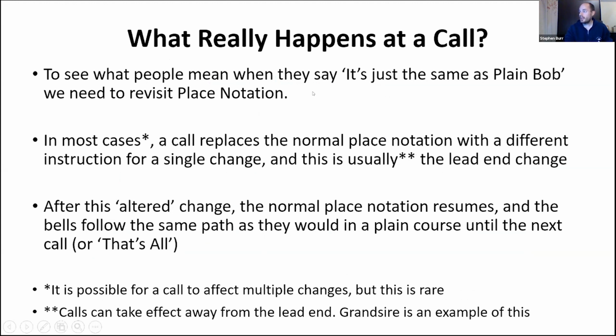So to see what people mean when they say it is just the same as plain bob, we need to go back and look at place notation again. In most cases, a call, a bob or a single, replaces the normal place notation with a different instruction for just one single change. And this is usually at the lead end change. Now I've put in a couple of stars here. There are calls that can affect multiple changes in a lead, but this isn't very common. And calls can take effect away from the lead end change. Grandsire is a good example of this. But on the whole, this is what happens. And after this different instruction, this altered change, the normal place notation starts again straight away. So after this single change where we've got something slightly different happening, the bells then follow the same path as they would if they were back in a plain course, until the next call or until the method comes round.